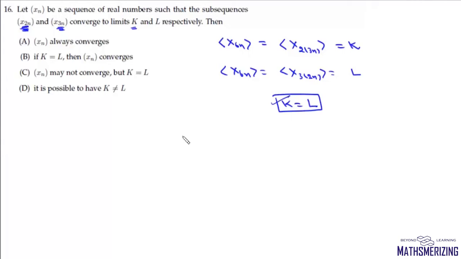Say for example, suppose we consider a sequence xn defined as 0 if n is relatively prime to 6 and 1 otherwise. Now in this case, the subsequence x2n converges to 1, x3n will also converge to 1, but the sequence xn will not be a convergent sequence. So the answer to this question is k equals L, but the sequence may not converge, and that's your option C.